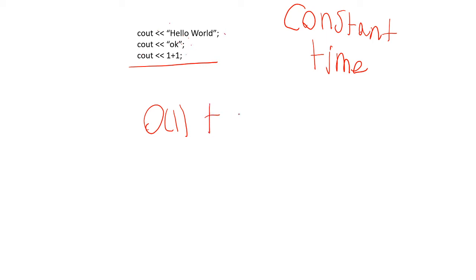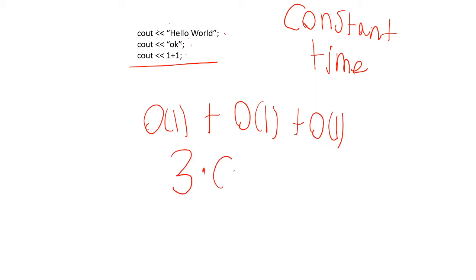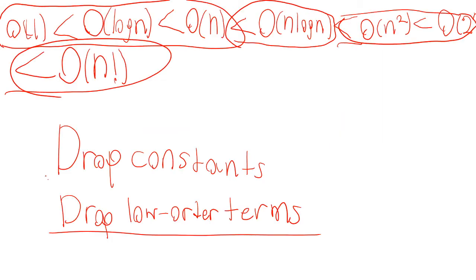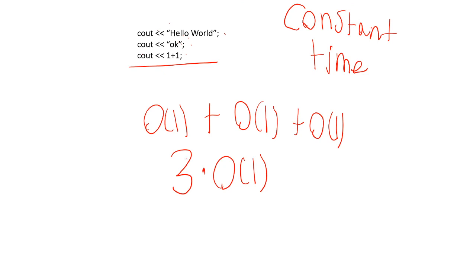Now we can just add them. Remember, this is just saying 3 times big O of 1. Let's go to our rules. We drop constants. We have a constant here, and we're dropping it. So our answer is big O of 1. So constant time is big O of 1 usually, or the number of operations executed.